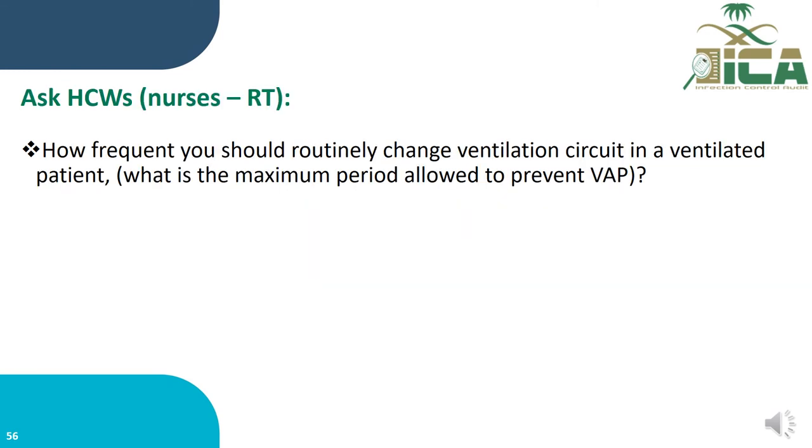For the interview, you need to interview and ask the healthcare workers, the nurses and also the respiratory therapists. You will ask them how frequently you should routinely change the ventilation circuit in a ventilated patient, and what is the maximum period allowed to prevent VAP. They should give you the correct answer: the ventilator circuit is not routinely changed, and is changed only if visibly soiled, damaged, or mechanically malfunctioning.